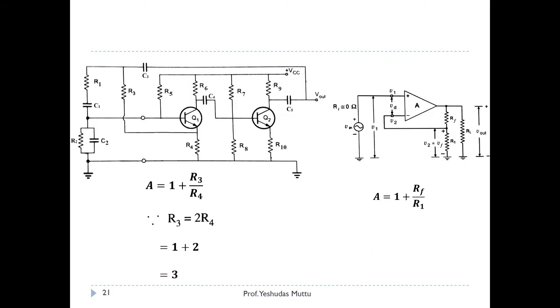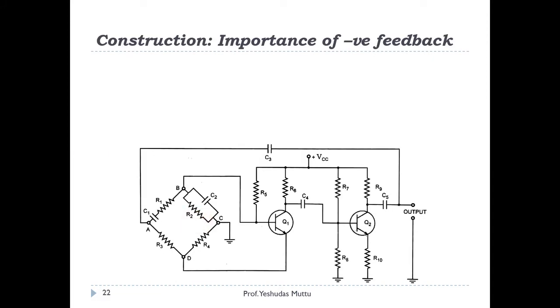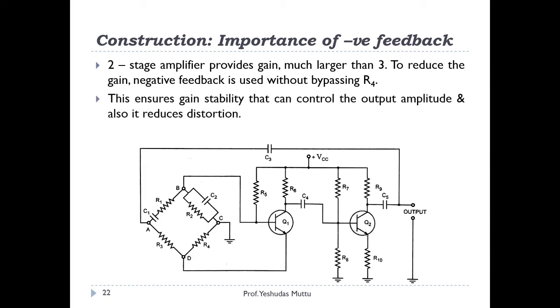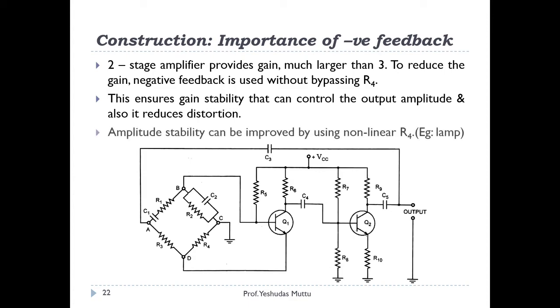If you look at this particular network, there is no CE over here, which is the bypass capacitor. It's not used because I want that feedback to be given. So negative feedback should be there. R4 provides that negative feedback, which will try to reduce the gain in order to ensure gain stability, and there will be no distortion. More gain stability can be provided by R4 by using a non-linear resistance, for example, a lamp, which depends on light. So a non-linear resistor is used.